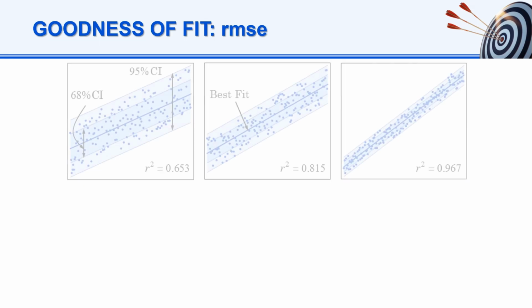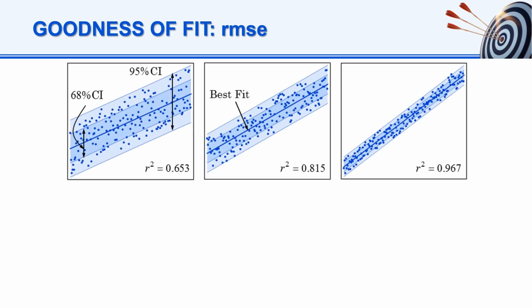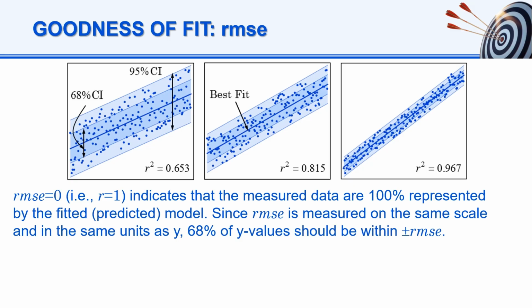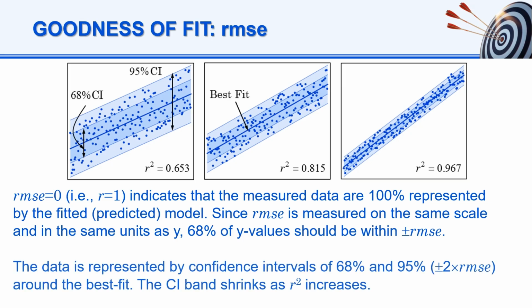RMSE equals 0, i.e., R equals 1, indicates that the measured data are 100% represented by the fitted or predicted model. Since RMSE is measured on the same scale and in the same units as Y, 68% of Y values should be within plus and minus RMSE. The data is represented by confidence intervals of 68% and 95%, plus and minus 2 times RMSE, around the best fit. The confidence interval band shrinks as R-squared increases.